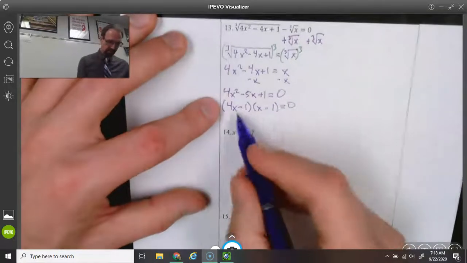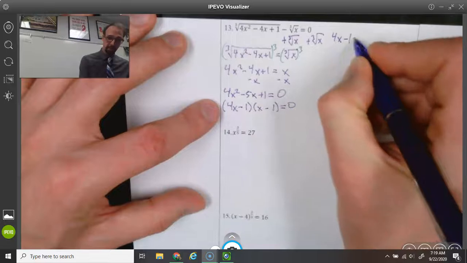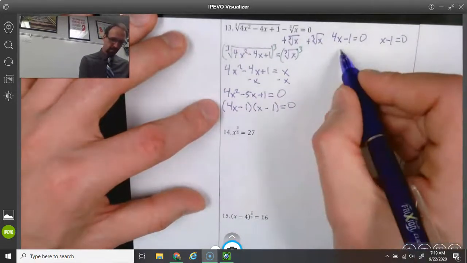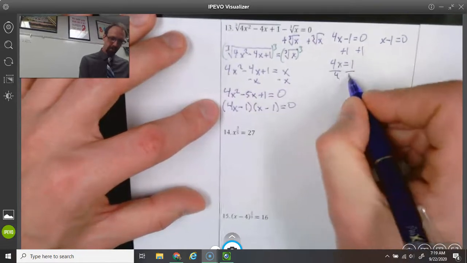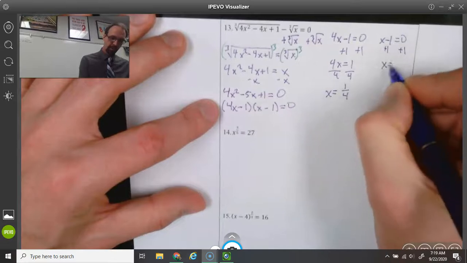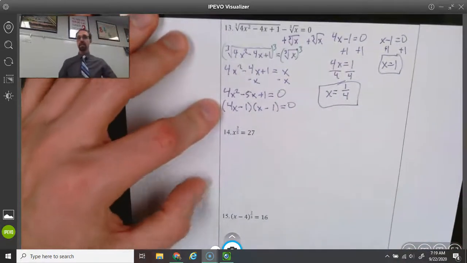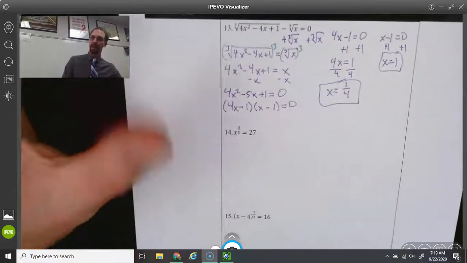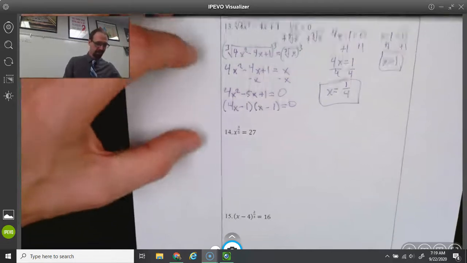Now I'm going to set these equal to 0 and then solve. So 4x minus 1 equaling 0 and x minus 1 equaling 0. Add 1 on both sides. 4x equals 1. Divide by 4, so I have x equals 1/4. Add 1 on both sides. x equals 1. Now, I do not need to check the domain for a cube root because the cube root's domain is all real numbers. So I know whatever values I end up with, I'm okay. I would probably want to check to make sure this is a valid answer, which you're welcome to do.